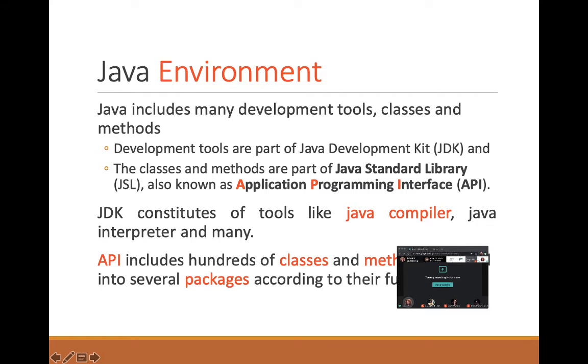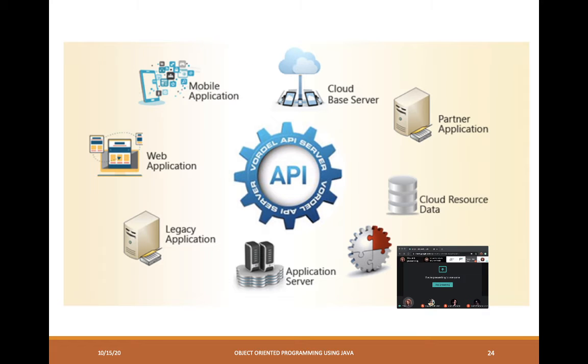So, yung API, pag sinabi mong API, parang collection siya or library siya ng mga classes and methods na gagamitin mo para sa gagawin mong program using Java language. So, ito yung mga API available ni Java. So, for mobile application na API, cloud-based server, web application. So, marami pang iba.